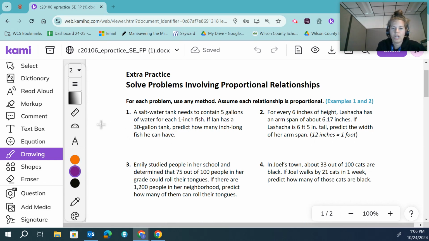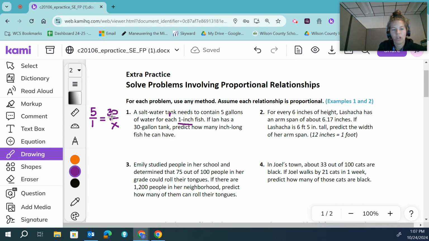Okay, so we are going to use proportions in order to solve these types of problems. Our proportion that it gives us here is 5 to 1. So 5 gallons of water for each fish. That means one fish. Now, that fish is 1 inch. They're just specifying what type of fish, but it's each fish, which is one fish. That is equal to how many fish for 30 gallons.